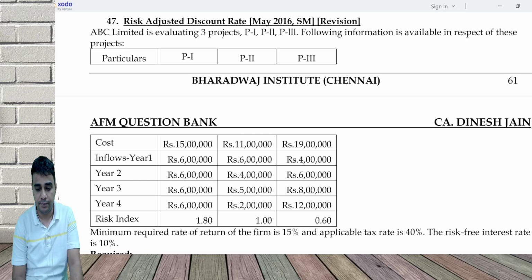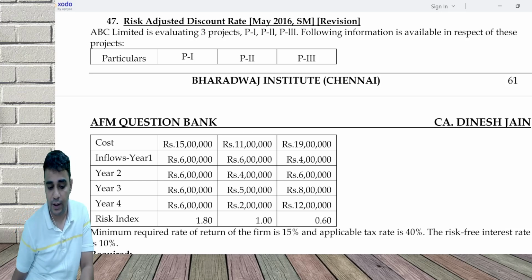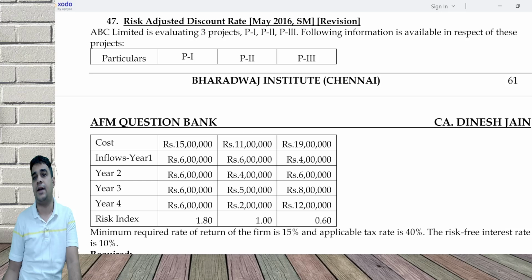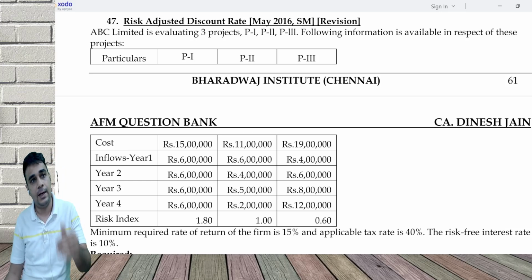Zero utility. The reason is I'm assuming this inflow is after tax. If you assume this inflow is before tax, then less depreciation, PBT, less tax, PAT, add back depreciation, CFAT.